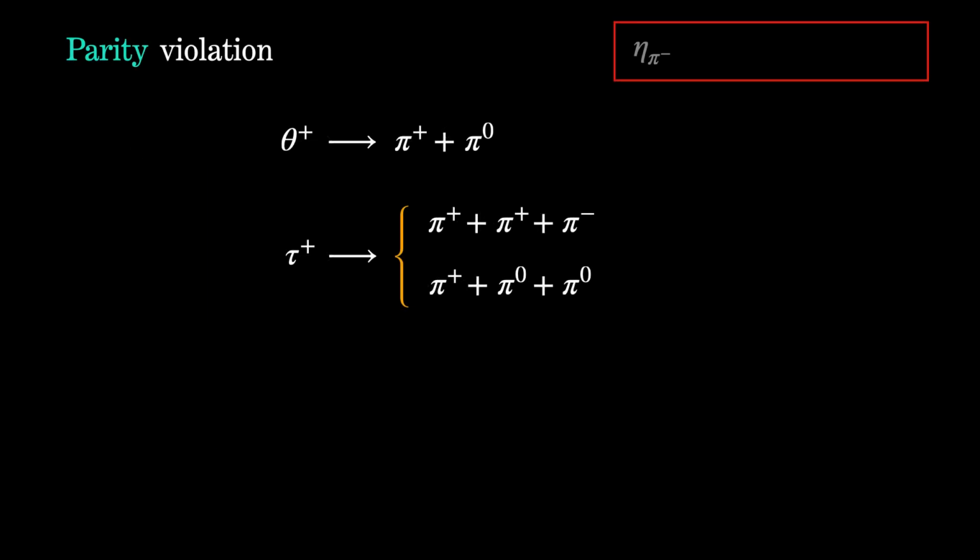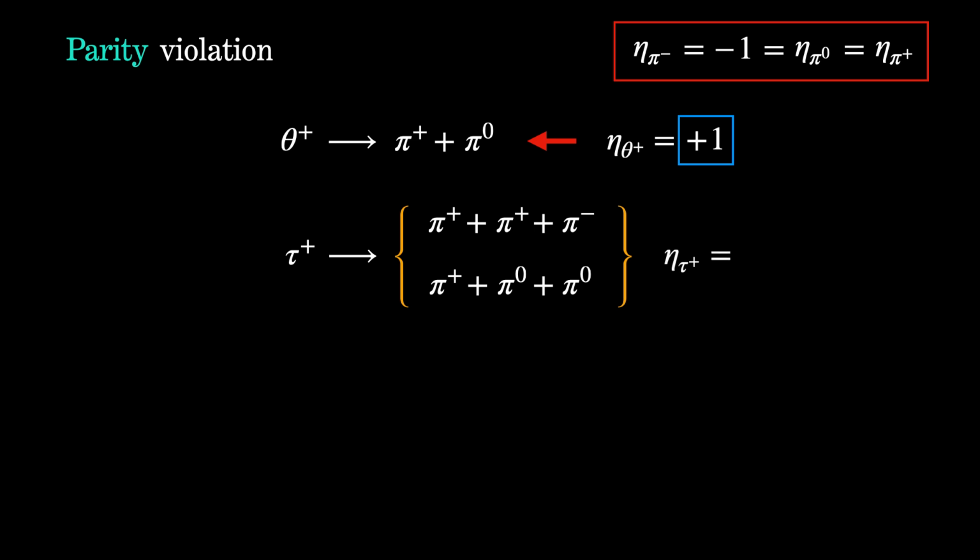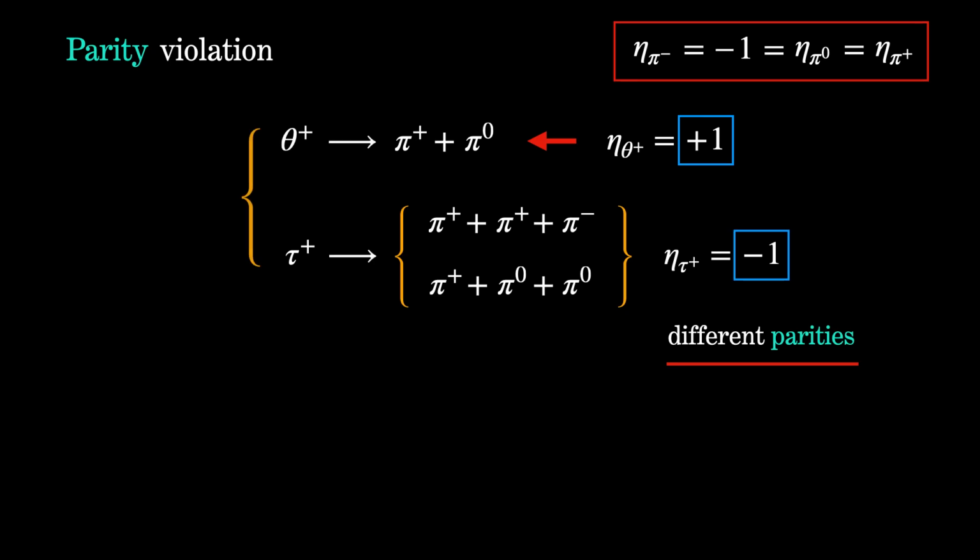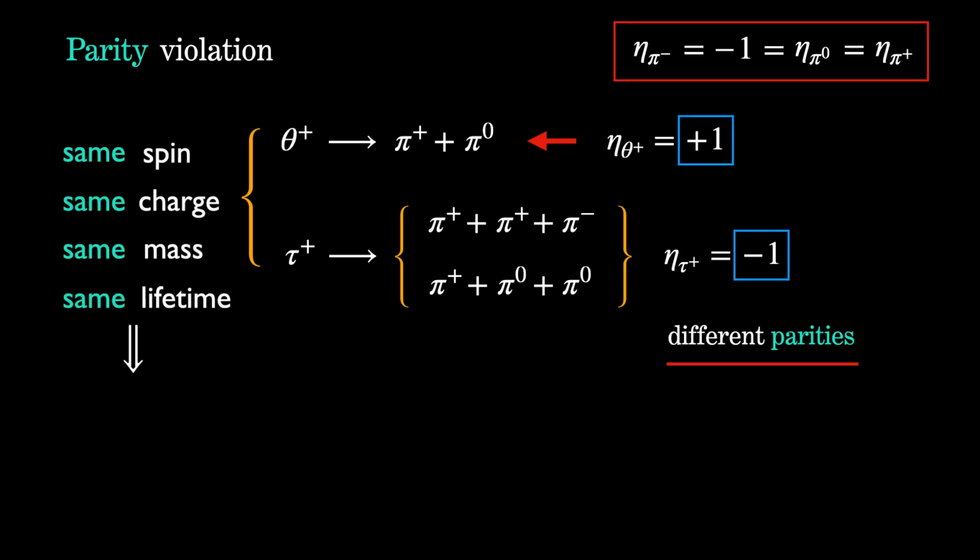From our earlier results, the intrinsic parities of the charged and neutral pions all have the value of -1. This means theta decaying into 2 pions should have a parity of +1, and tau decaying into 3 pions has a parity of -1. It turns out that these two particles have different parities, which means they should be different particles if parity is conserved in these processes. On the other hand, regarding all the other properties, theta and tau appear to be the same particle.